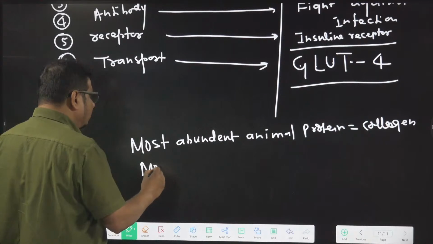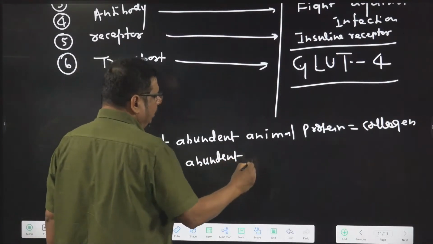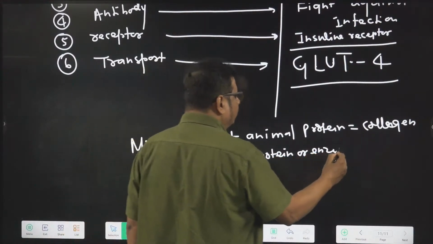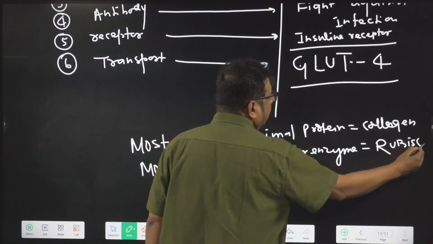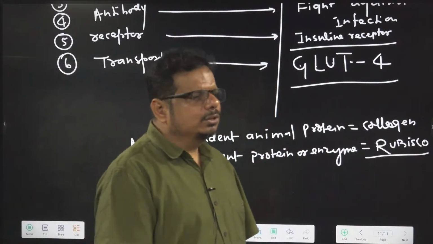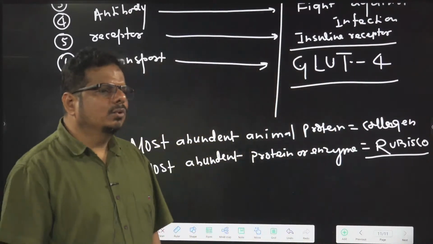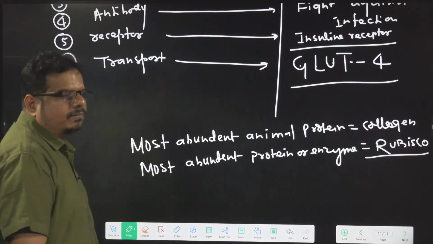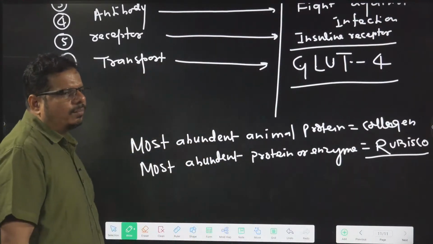And most abundant protein or enzyme? What is the name? Rubisco. Rubisco is present in plants and has a role in which one? Photosynthesis. So if they are asking most abundant protein, what answer will you give? Rubisco. If they are asking most abundant animal protein, you have to write which one? Collagen. Okay, ji. Now we are going to deal with the structure of protein.